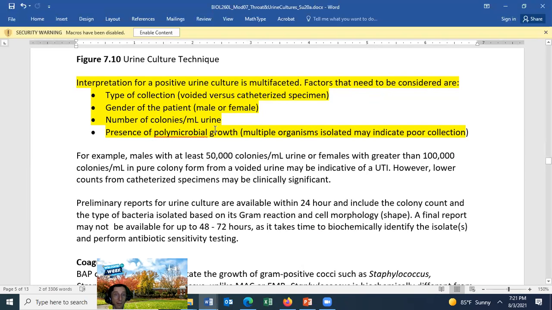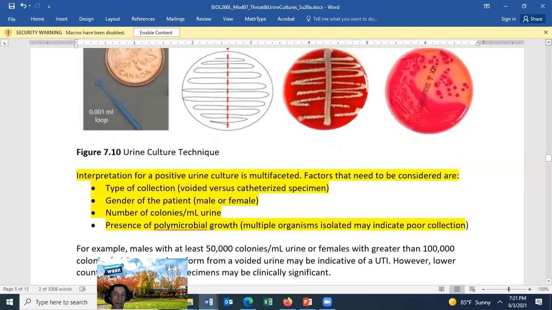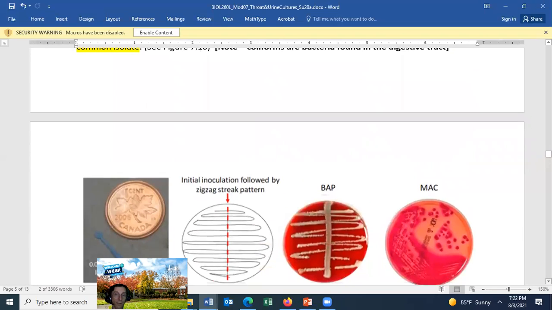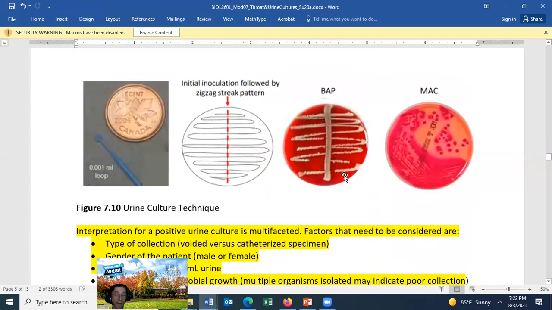The number of colonies per mil in the urine, generally, the more colonies per mil you have in the urine, the more likely you have a human pathogen. And whether there's a presence of polymicrobial growth, meaning if there's many different organisms growing on the blood agar and then the EMB or the MacConkey's, it's a good bet if there's many different bacteria species growing, and there's probably a pathogen being one of them.